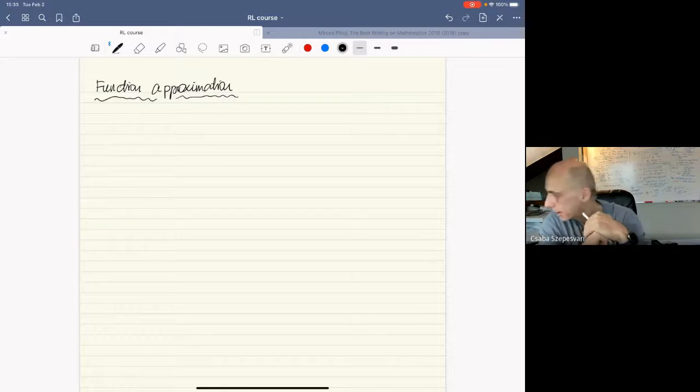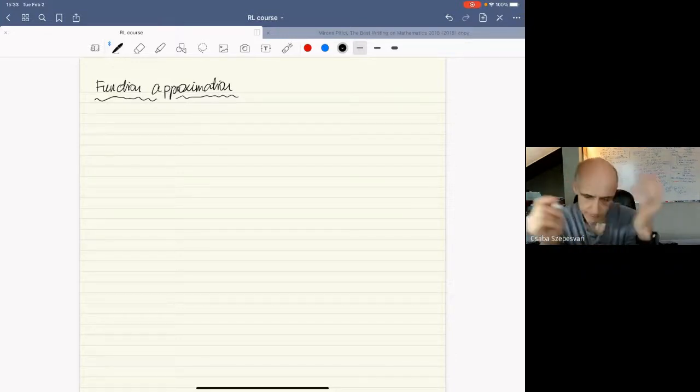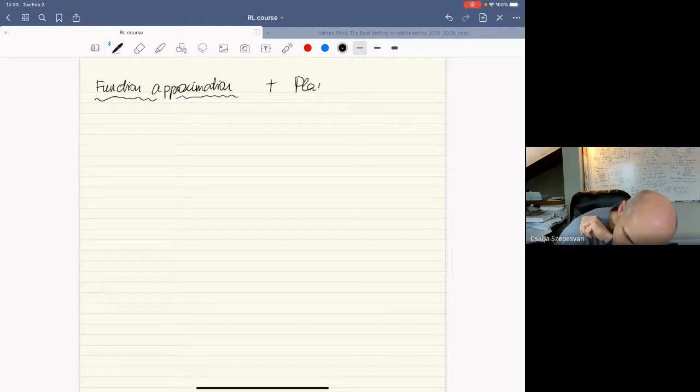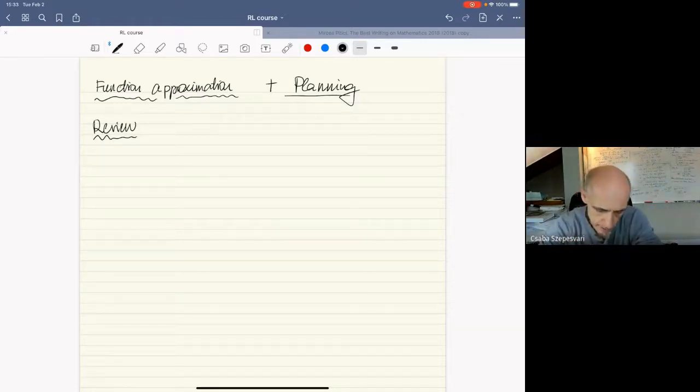So today we're gonna look into what good comes out of using functional approximation in the context of planning. So we're mixing this with planning, so we're going to stick to what we set up doing previously, planning. And a little review first about the trajectory that we came through up to this point.